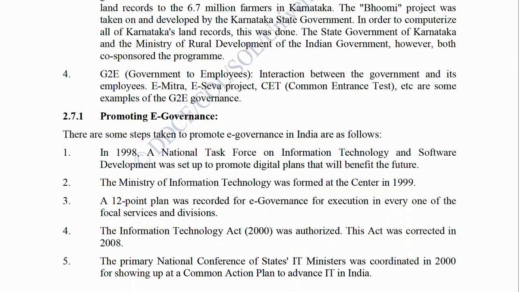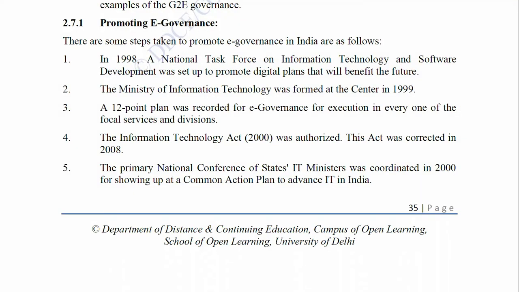Point number 4. G2E, Government to Employees. Interaction between the government and its employees. E-Mitra, E-Seva project, CET, Common Entrance Test, etc. are some examples of the G2E governance.